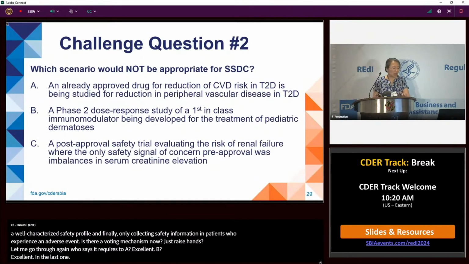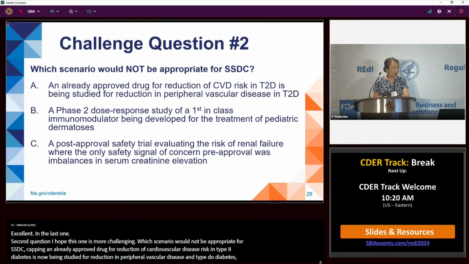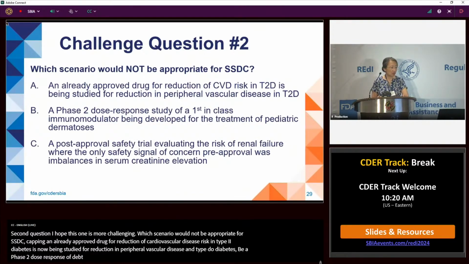I hope this one's a little bit more challenging. Which scenario would not be appropriate for SSDC? A, an already approved drug for reduction of cardiovascular disease risk in type 2 diabetes is now being studied for reduction in peripheral vascular disease in type 2 diabetes. B, a phase 2 dose response study of a first-in-class immunomodulator being developed for the treatment of pediatric dermatoses. And C, a post-approval safety trial evaluating the risk of renal failure where the only safety signal of concern pre-approval was imbalances in serum creatinine elevation. So again, which scenario would not be appropriate for SSDC?